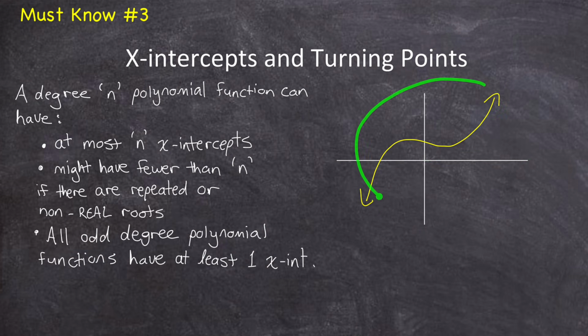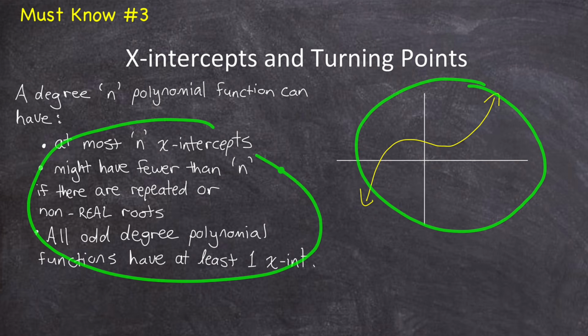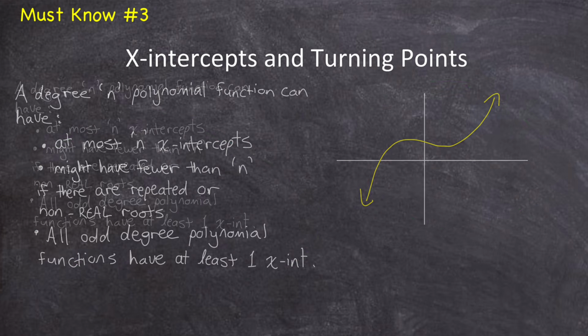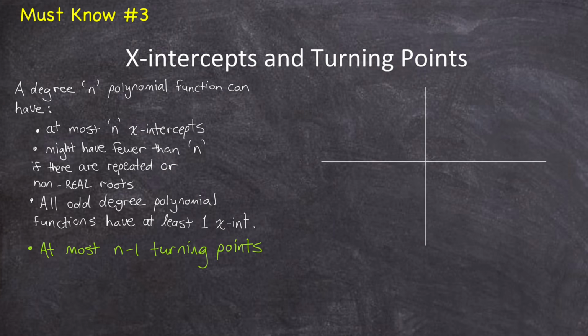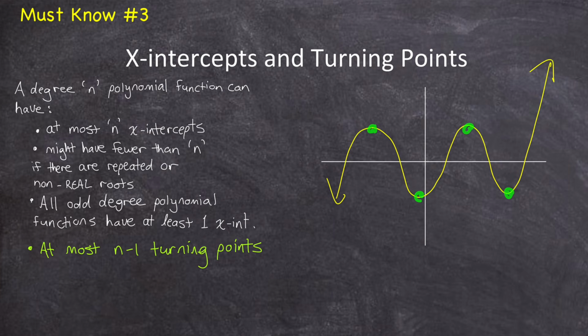And now let me erase this graph and shrink this writing here so we have room to talk about turning points. A degree n polynomial function can have at most n minus 1 turning points. So, for example, a degree 5 polynomial function could have at most 1, 2, 3, 4 turning points. That's the most it could have. Could a degree 5 function have 3 turning points?